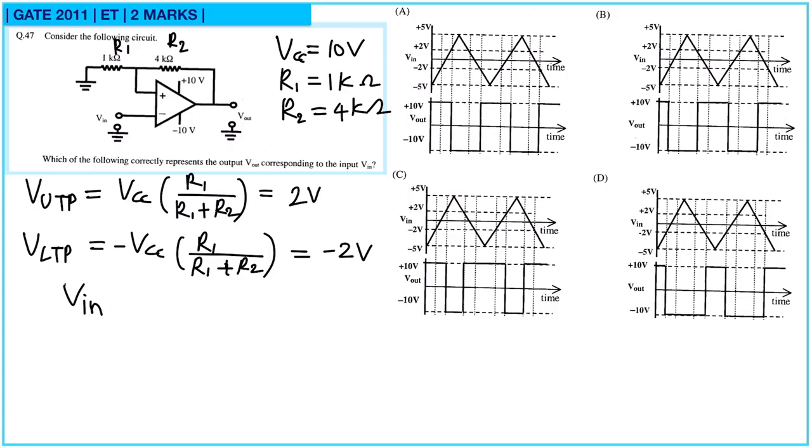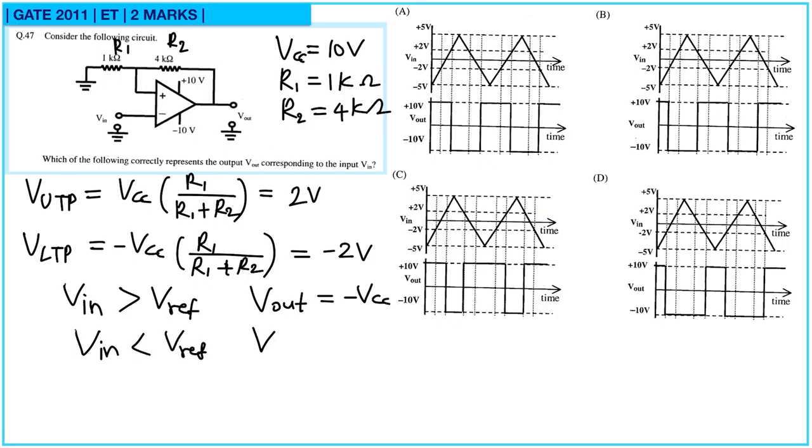If Vin is greater than V reference, since it is a negative input op amp, so it is an inverting op amp, then the output will go to the negative side, so it will be minus VCC. And if Vin is less than V reference, then V out will be plus VCC. If it was a non-inverting amplifier, then for Vin greater than V reference we would have gotten plus VCC output. So let's check. The input is varying from plus 5 volt to minus 5 volt in all these cases, and the trip points are 2 volt, minus 2 volt.